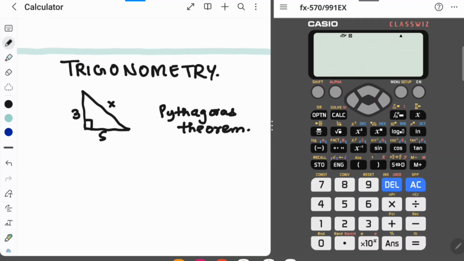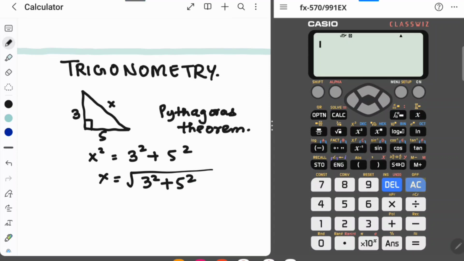The next thing is trigonometry. For example, you know that if you have a right angle triangle and the hypotenuse is required, so c square is equals to a square plus b square. So x square is equals to, I'm just writing down directly, 3 square plus 5 square, then x equals to square root of 3 square plus 5 square.